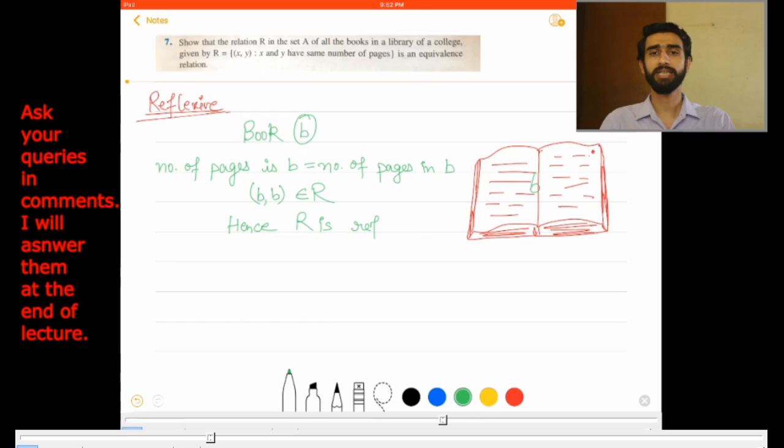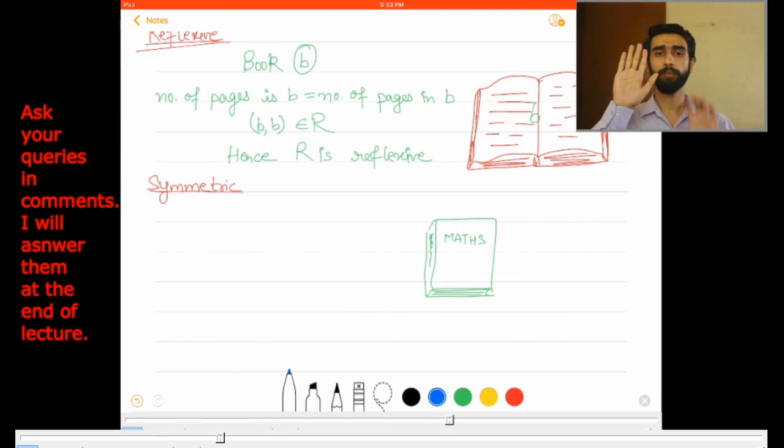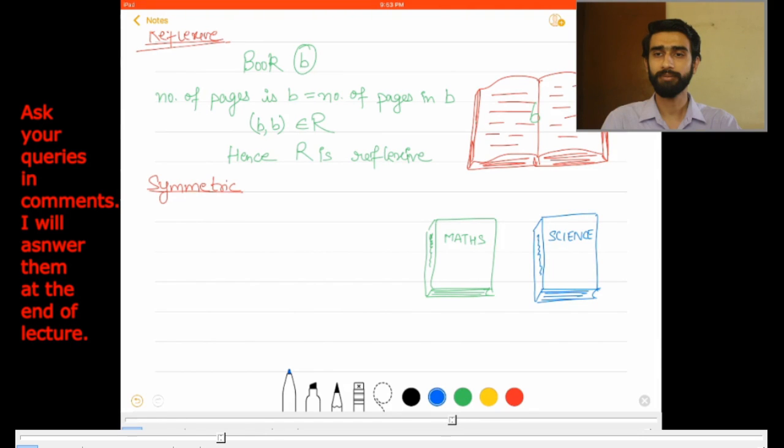Is it symmetric or not? How will we check this? For this, I need two books. What is the definition of symmetry? If A is related to B, then B must be related with A. Okay, so I made here two books. One is of mathematics and second is of science. And I named them B1 and B2.